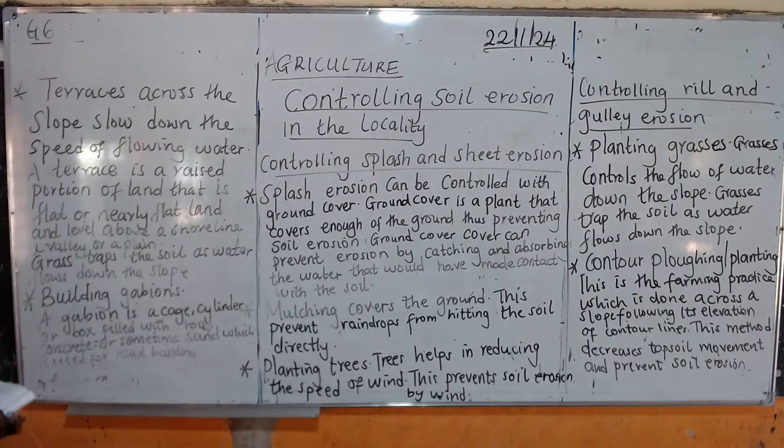How do they prevent soil erosion? You're saying that gabions are barriers. In physical education, you learned about barriers. When you talk of gabions, these are barriers that trap soil and allow water to pass through. They usually trap the soil, but they only allow water to pass through. Even if the water passes through, it will not be with high speed. Are you together?